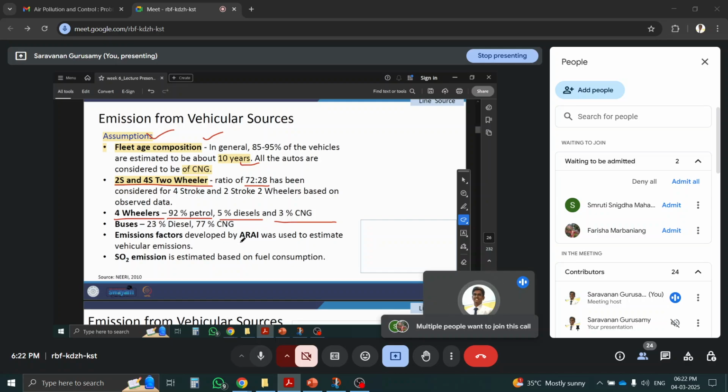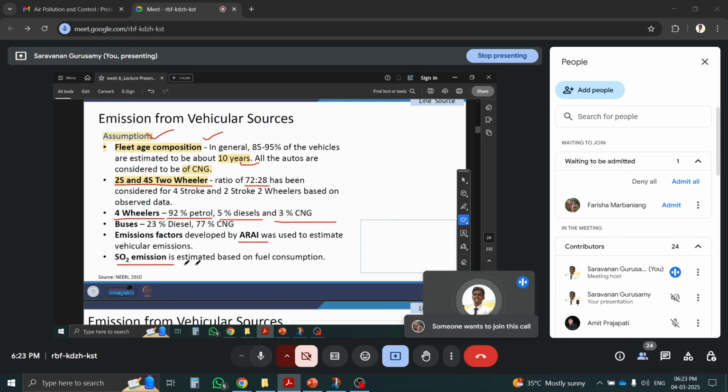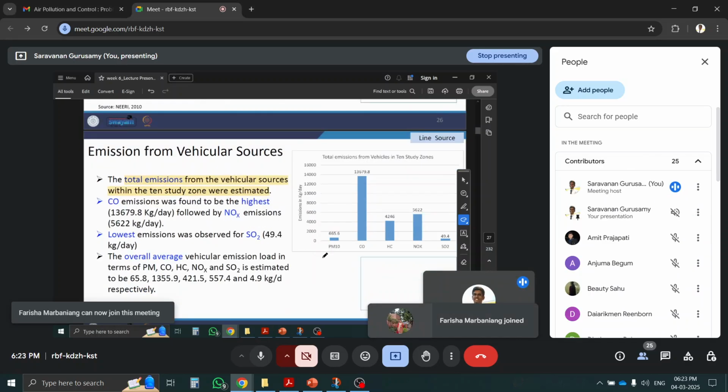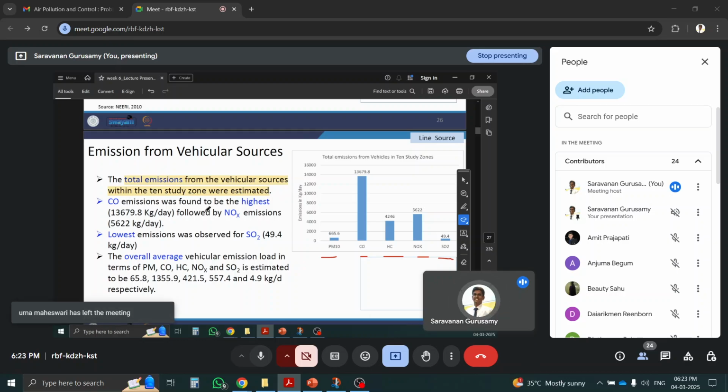So the emission factor was developed by ARAI, and the sulfate emission is estimated based on the fuel consumption. So if you see here, what are the five different considered pollutants and their emission levels. So CO emission was found highest, followed by NOx.